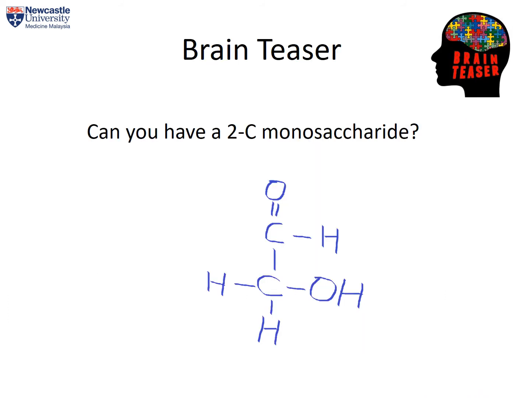Here is a brain teaser. So my question is, can you have a 2 carbon monosaccharide like what is shown in this diagram, where you have a sugar with one aldehyde functional group and also another hydroxyl group? Do you think such structure is possible? Or if it is possible, can it be called as a monosaccharide? And why do you think so?